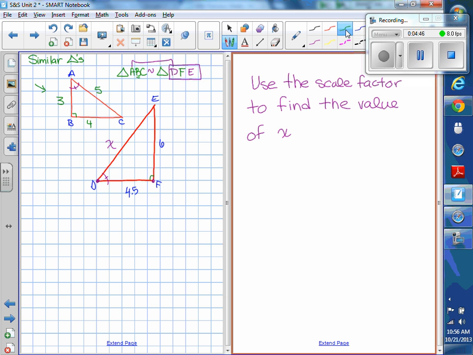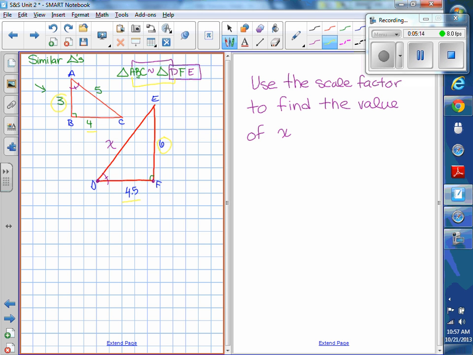Well, they could only look at one side. Right. And maybe they might accidentally think the 6 and the 3 match up, right? So that could happen, right? If you're rushing, you might think, oh, it's 2 to 1. But then if you did that, you should be able to catch your mistake, right? Because this is not 2 to 1. So what you have to do is look at the correspondence relationship up here. You have to make sure that you know what goes with what.